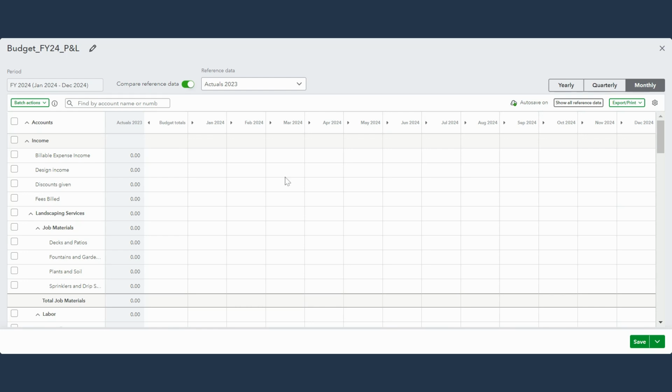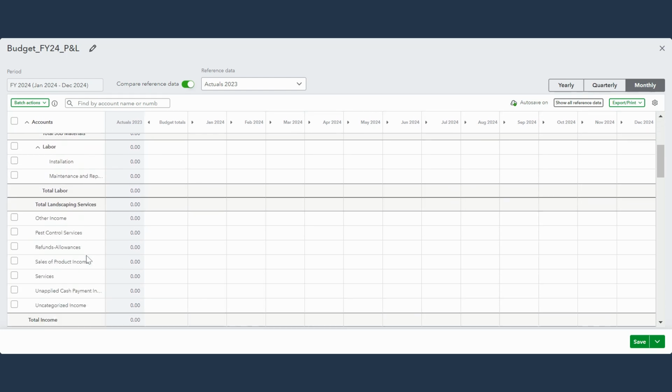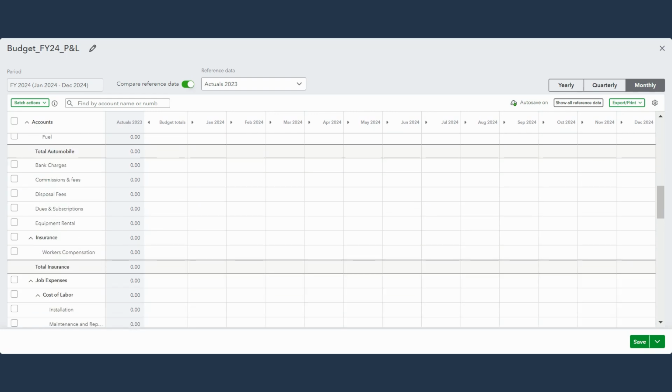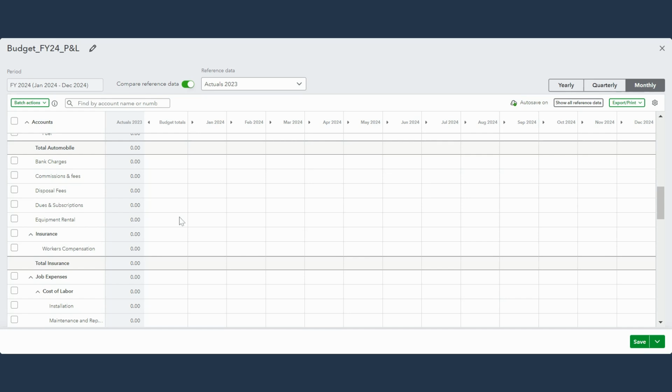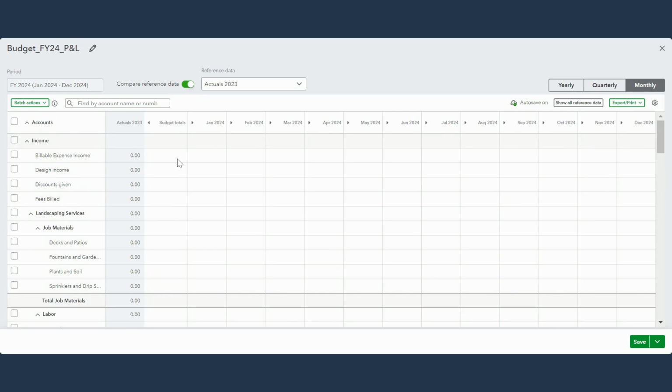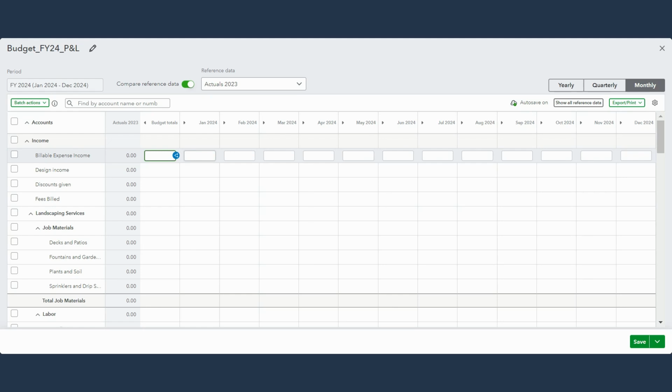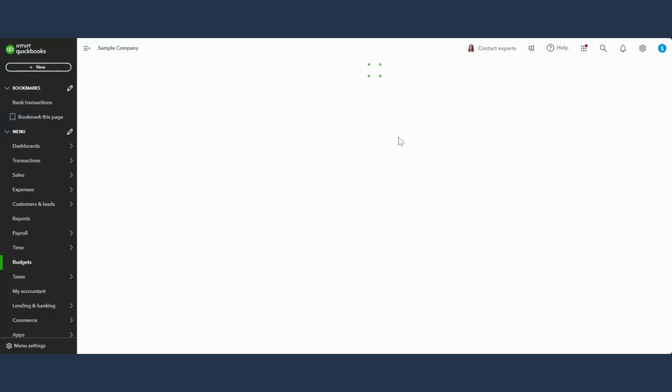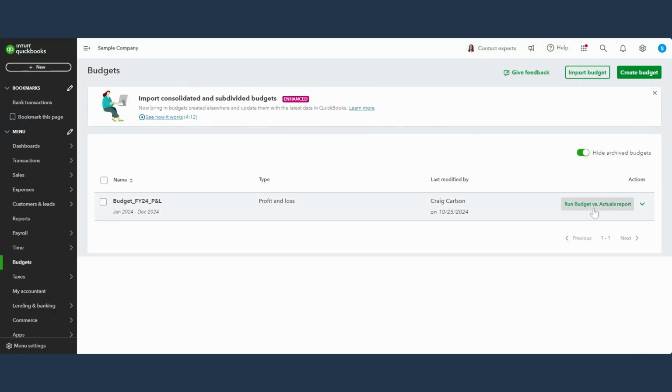This is the budget format you're going to get. On the left hand side, you're going to see all the accounts that you have in your chart of accounts. This is a P&L budget. You can create one for balance sheet as well, but this is a P&L budget. So create a budget, enter the budgeted numbers that you are expecting for next year. When you're done with that, you can pull a report, which is called budget versus actual report.